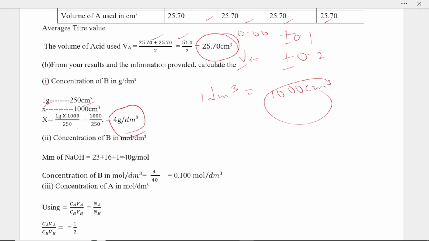Now, what is the concentration of B in mole per dm3? You're going to be using a simple formula, but before that, you're going to calculate your molar mass. Sodium is 23, oxygen is 16, while hydrogen is 1. That's 40 gram per mole. So using this formula, concentration in mole per dm3 equals concentration in gram per dm3 over molar mass. That's 4 gram divided by 40, which will give us 0.100 mole per dm3. Remember, it's always three significant figures. If you are working in mole per dm3, please take note, because I want you to get your full mark.